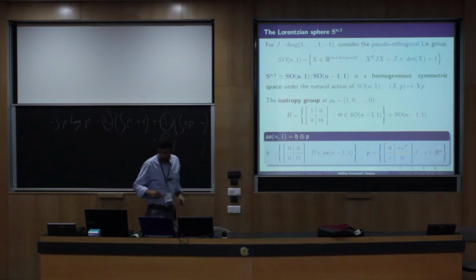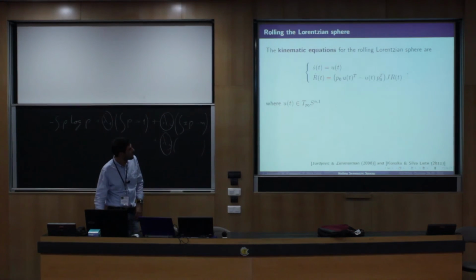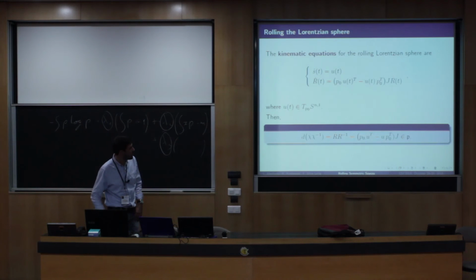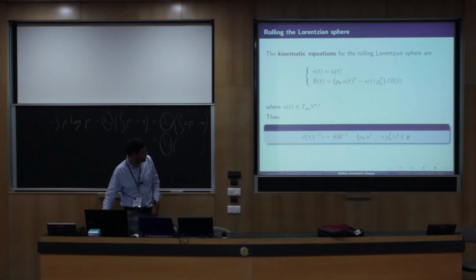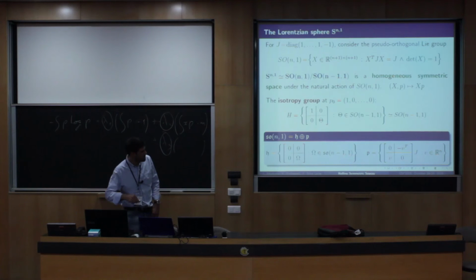Okay, so in this case, the kinematic equations for the rolling motion are also given by this system of differential equations, where this U of t is an element lying in the tangent space of the Lorentzian sphere at the point P0. The derivative of that operator is also given by r dot r minus 1, and from here it is equal to this expression, which is obviously an element of P, because this is a skew-symmetric matrix, and that has the form of these elements here.